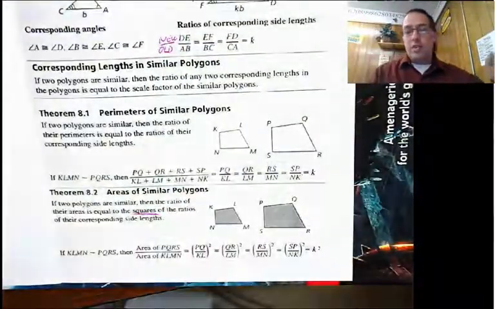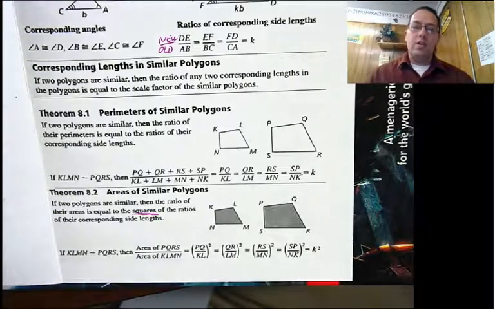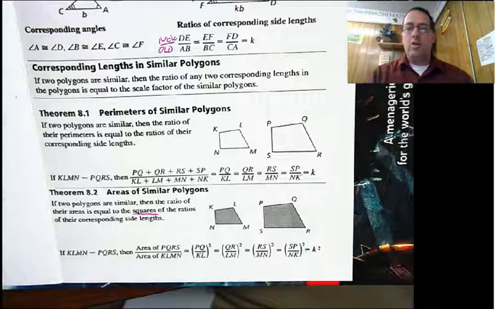Area, however, is not a length, and so the area does not use the scale factor. It uses the scale factor squared because we are getting square units.